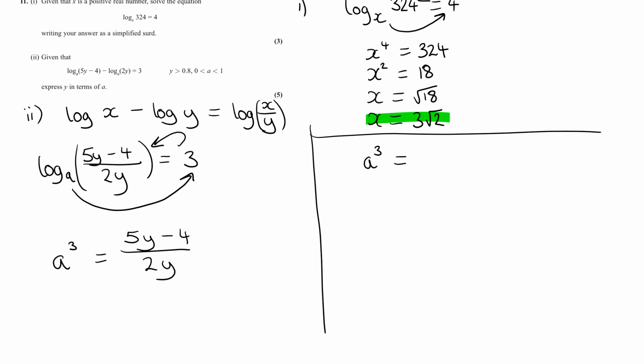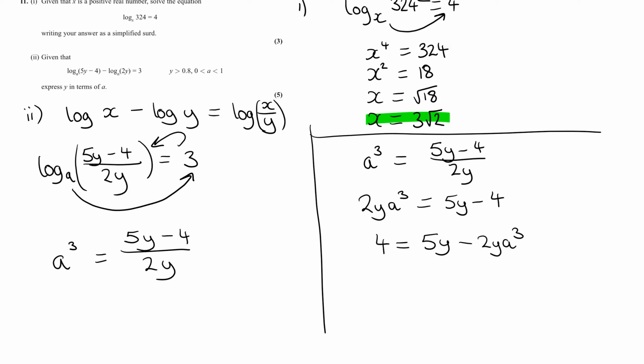So I'm just going to rewrite it over here to make it nice and clear. All we need to do is get all the y's onto one side, all the non-y's on the other side. So I'm multiplying here by 2y, so now we haven't got the fraction. I'm going to add 4 to both sides. I'm going to take 2y a cubed from both sides. Now on this right hand side I'm going to factorise the y. And now I'm just going to divide both sides by 5 minus 2a cubed.